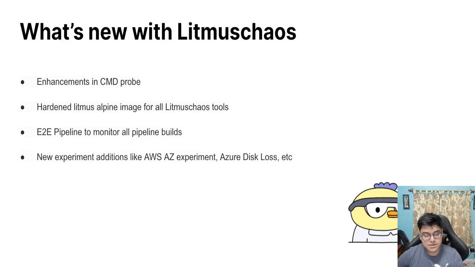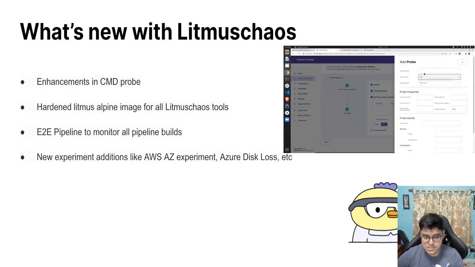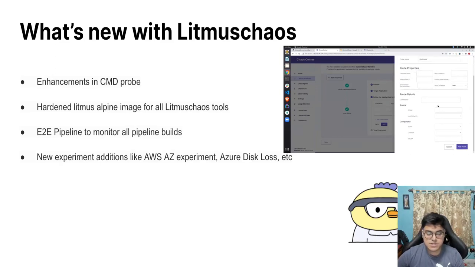We have also added enhancements in the CMD probe, specifically in the source tab. Previously we had the option to provide source just as an inline source, but with the latest updates we have restructured it, and you can add images and host networks separately as a part of the source configuration.